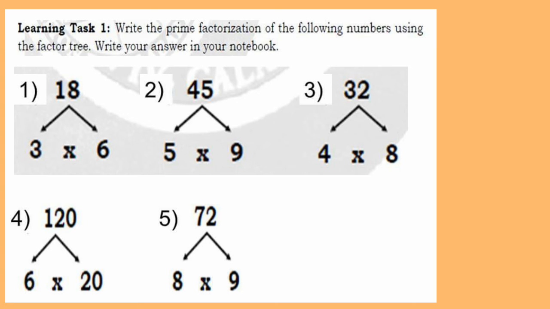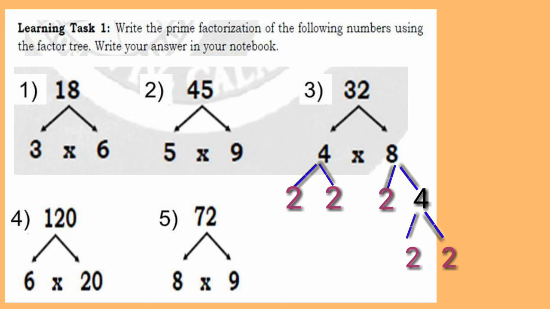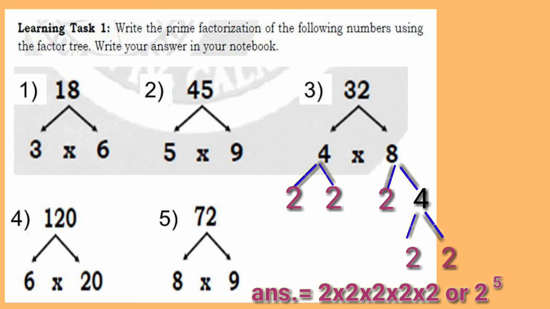Okay, dito sa learning task 1, isasagutan ko yung number 3 para may sample kayo. So, ang gagawin mo lang ay i-break down lahat ng factors hanggang sa maging prime number lahat. So, ang answer natin ay 2 times 2 times 2 times 2 times 2 or 2 to the power of 5.